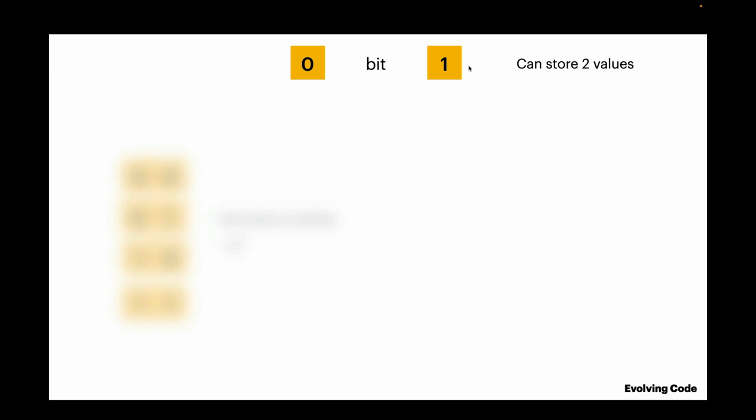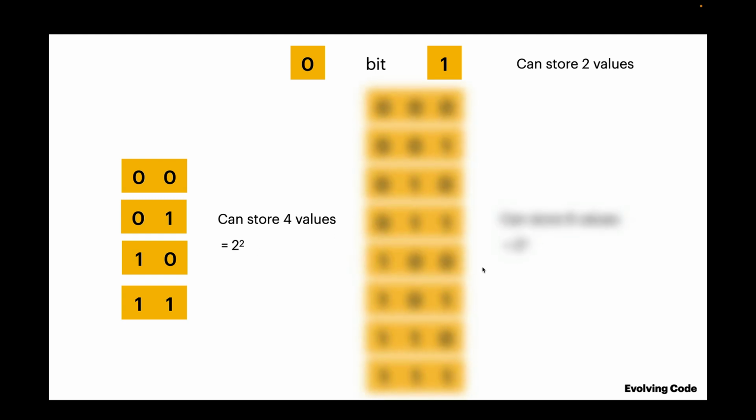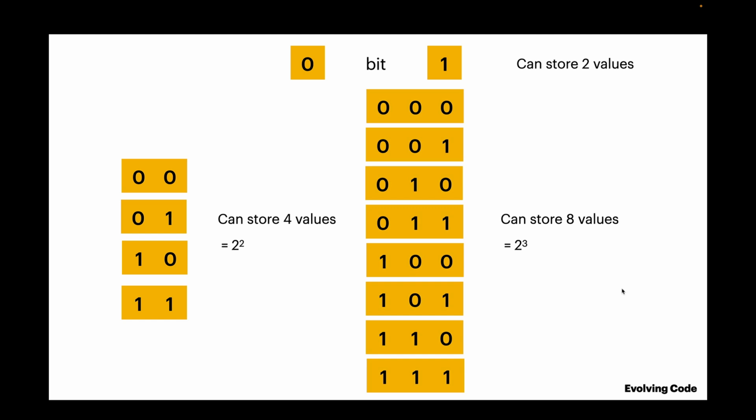Now how many values can we store if we have 2 bits of space? As you could see, we can store the values 00, 01, 10, 11. That means we can store a total of 4 possible values using 2 bits. 4 is 2 to the power 2. Then if we increase the size to 3 bits, we can store 8 different values, and 8 is 2 to the power 3. So if we have 1 bit, we can store 2 to the power 1 values. With 2 bits, we can store 2 to the power 2, which is 4 values. With 3 bits, we can store 2 to the power 3, which is 8 values.